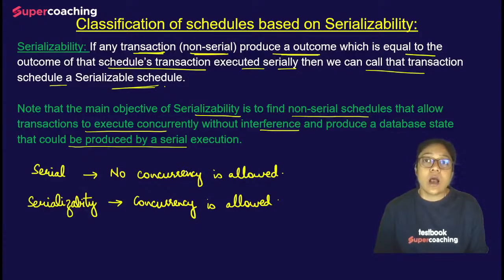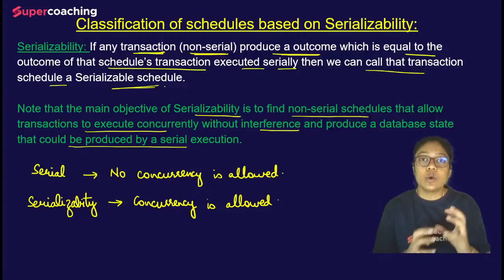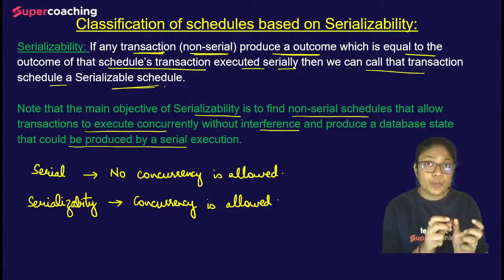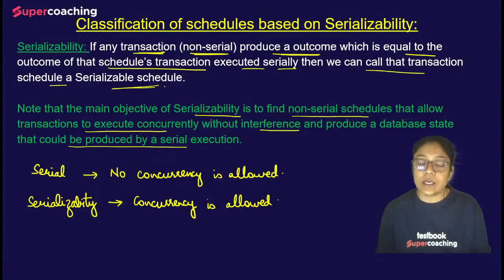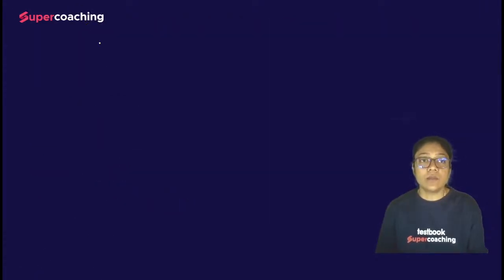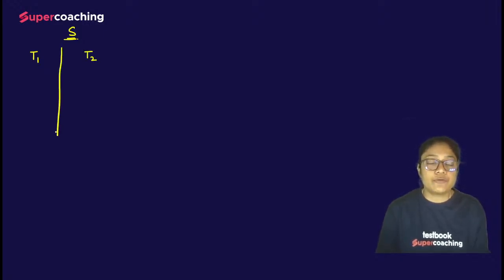Now the ultimate goal is how can we check whether the given schedule is serializable or not. So if there is any concurrent schedule, if its output is equivalent to some serial schedule, then we can say that it is a serializable schedule. Let us consider one example. There is some schedule S and we have two transactions T1 and T2, and T1 is performing the write operation on the data item A. Then T2 is performing the read operation on the data item A, then performing the read operation on data item B and write operation on data item B.